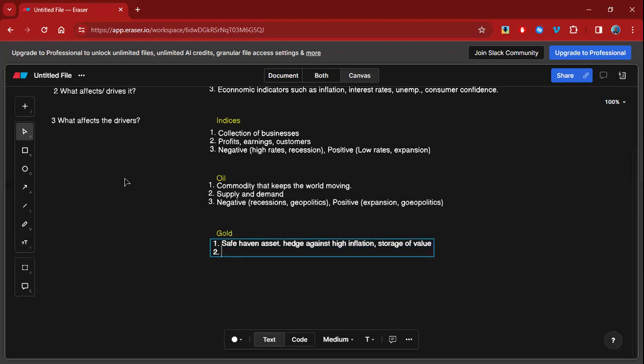And then the second question would be, okay, what affects this safe haven asset? What affects this storage of value? Then of course, supply and demand as well, because it's a commodity. And then of course, what affects the supply and demand of gold? Similar to most financial market assets, we have recessions. In this case, since it's also used as a hedge against high inflation, high inflation is a positive. And then we also have a weaker USD. You do have gold that is paired against the euro or the pound, but in this case, I'm just referring to XAU USD, which is paired against the dollar. So a weaker USD is a positive for gold.